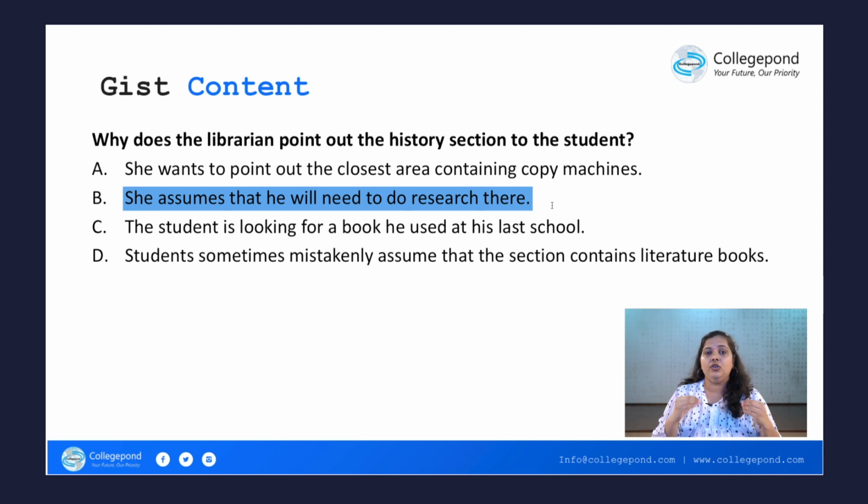So if you see, you have to understand whatever you have listened to, and you have to quickly assimilate that information to come to the main idea or the purpose behind whatever is given in the question. Now let's move forward to the next question type, which is the specific detail questions.